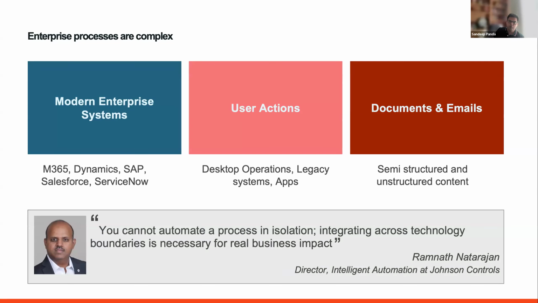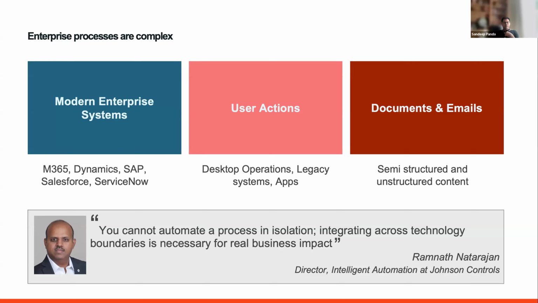Ramnath Natarajan, who runs intelligent automation at Johnson Controls, was with us at Microsoft Build this year, and we had a conversation about technology boundaries. An enterprise like Johnson Controls, for instance, has a history of M&A and a history of multiple IT projects, so there is a mishmash of IT assets that have built up over decades.